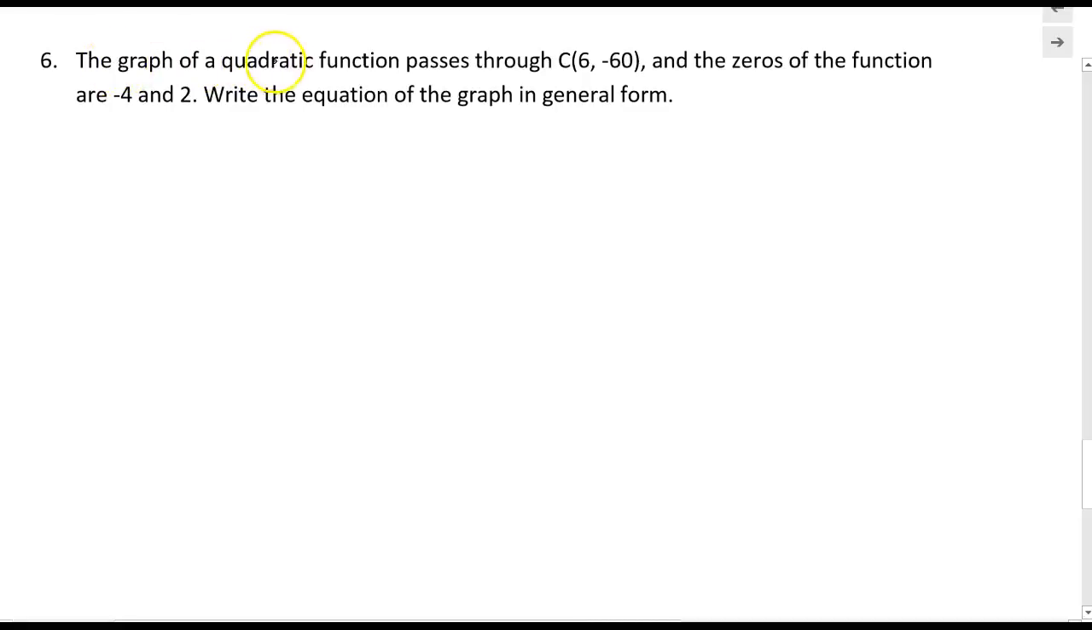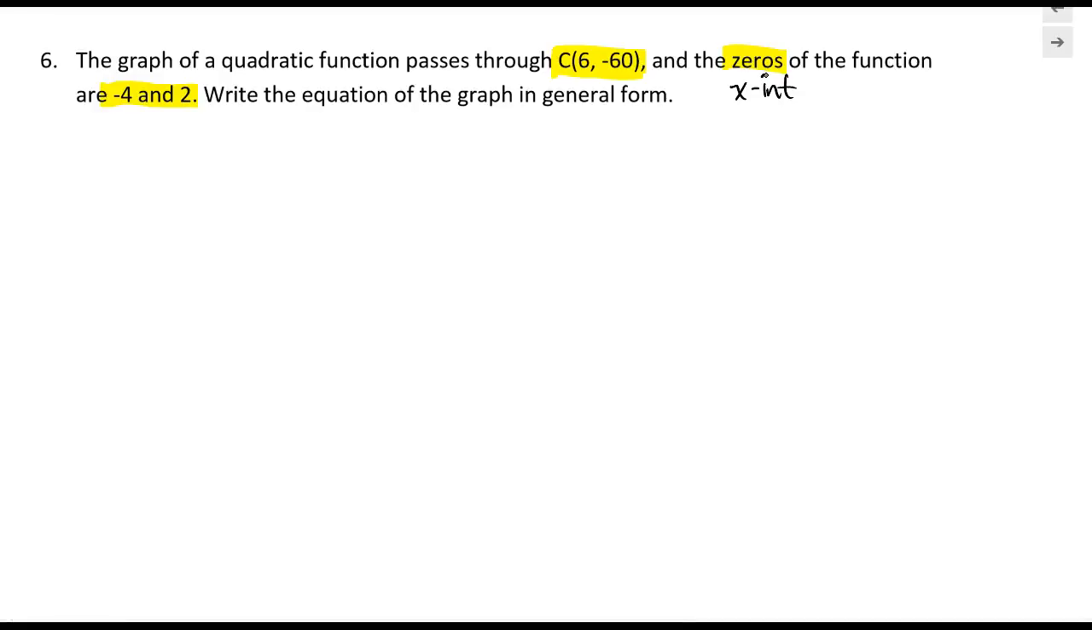So we're told it's a quadratic function, and it passes through some point. We don't know what that point is, but it's there somewhere on our graph. And we are told the zeros of our function are at these two values. Now remember that zeros are referring to our x-intercepts. We call them zeros because our y value at that particular point is equal to 0.